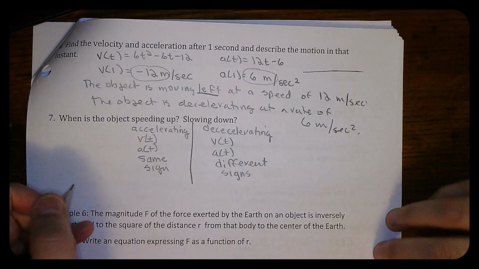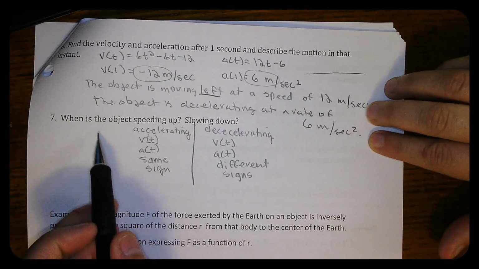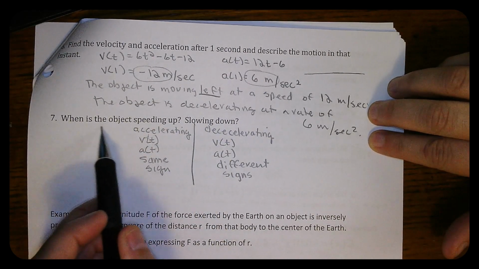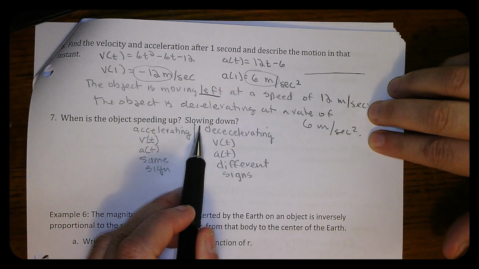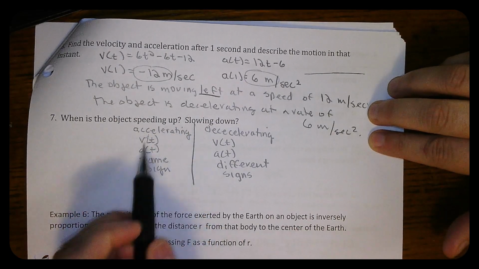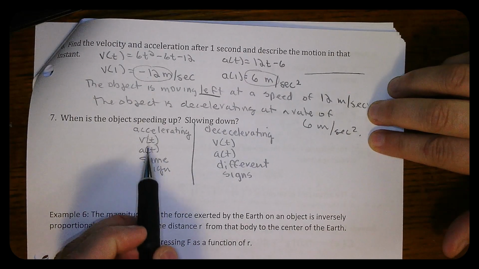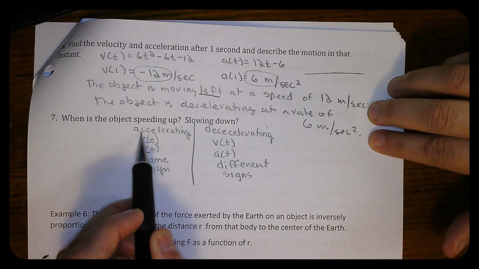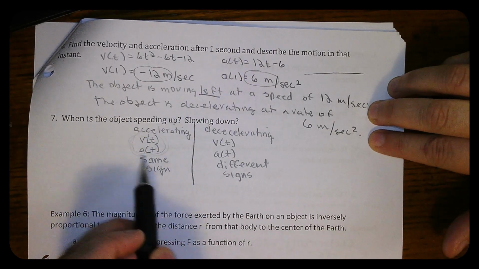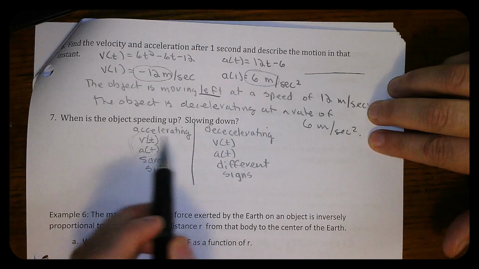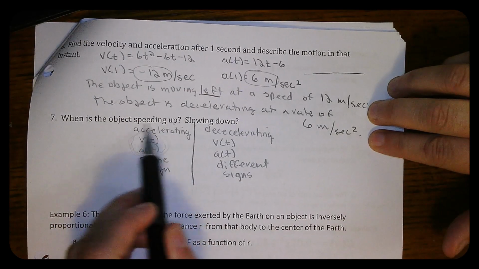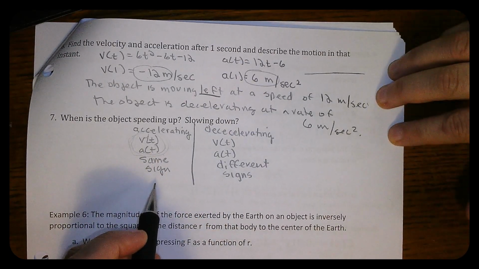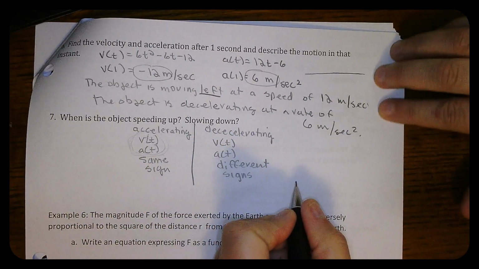Okay, so this is part 2 where I wanted to come back to question 7: when is the object speeding up and slowing down? It took some time to talk about. You have to look at what the signs of both the velocity and acceleration are in order to tell whether it's accelerating or speeding up, or decelerating or slowing down. So I wanted to make sure we understood what was going on here.